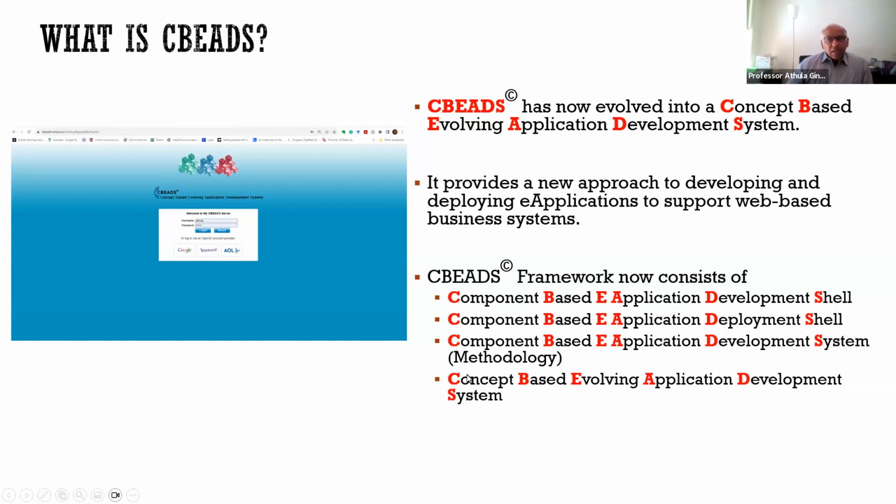And then we even went further through another PhD student, where he came up with a user interface, graphical via concept-based evolving application development systems. But in all these names, we managed to keep these letters, CBEADS. So we call this the CBEADS system, and we extensively use this now to quickly develop applications.